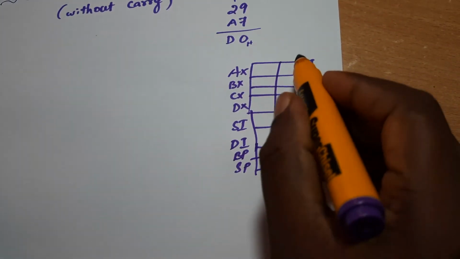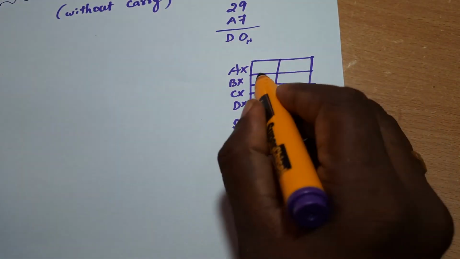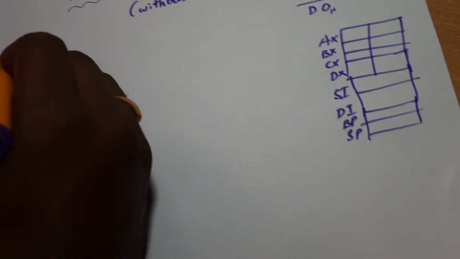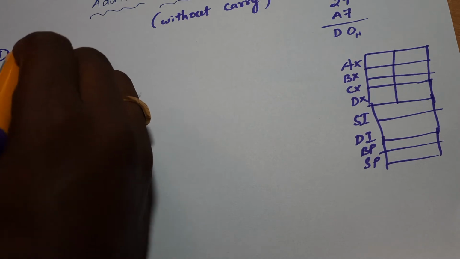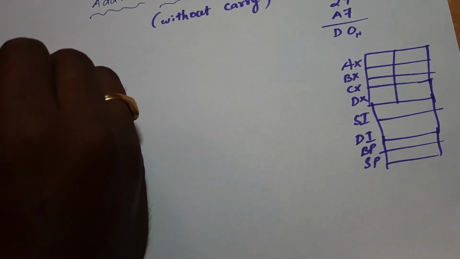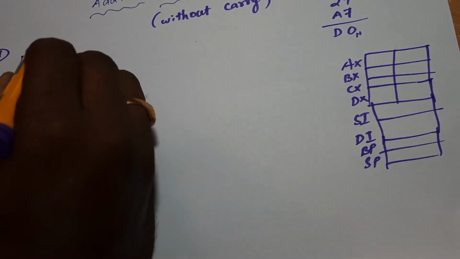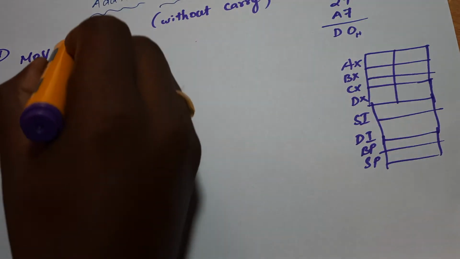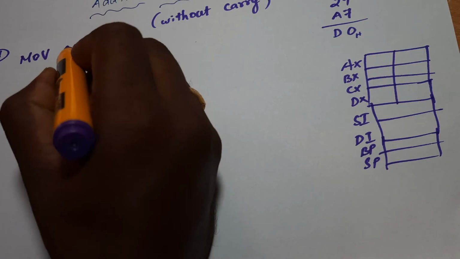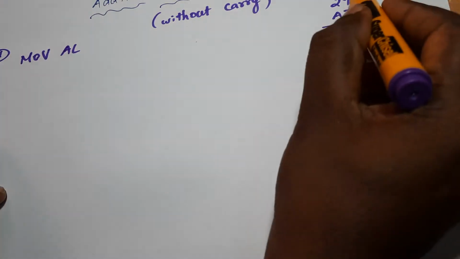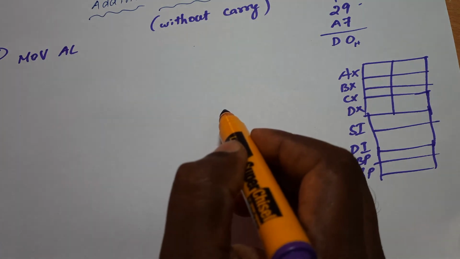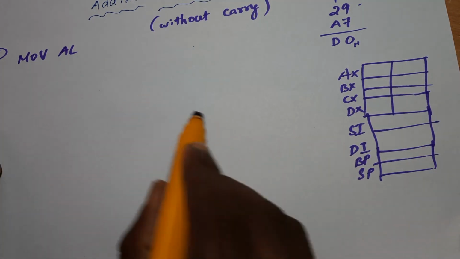So this is AL and this is AH, BL, BH, all of this we know. Here I am directly going to have my input data in the instruction itself. So I am moving my input data 29 to a particular register. Say I am choosing AL. You can choose any register. 29 is an 8-bit number, so we must choose an 8-bit register. We cannot choose AX.